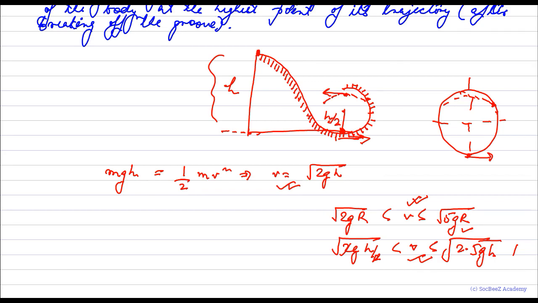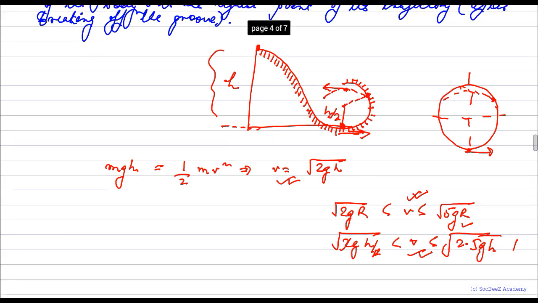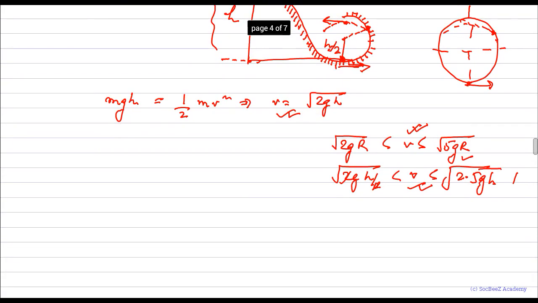Okay, now I basically need to find out a few angles concerning this particular point at which the particle lost its contact with the circular track. Okay, so let's say this is my situation.